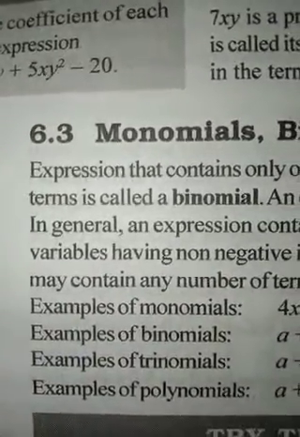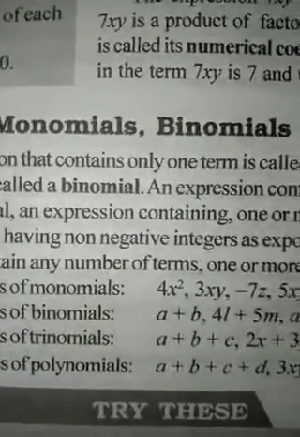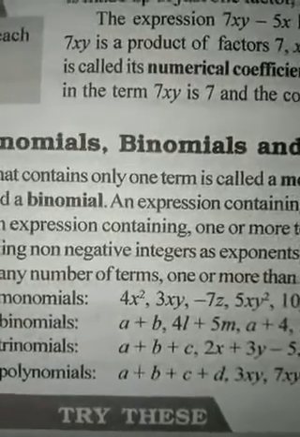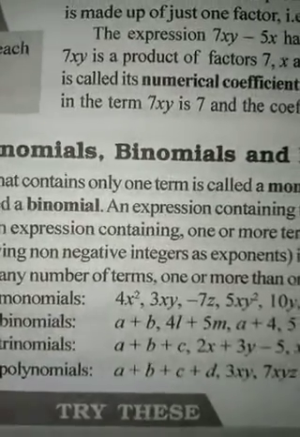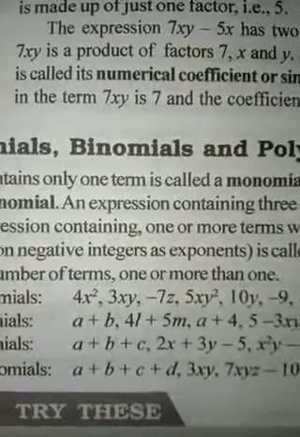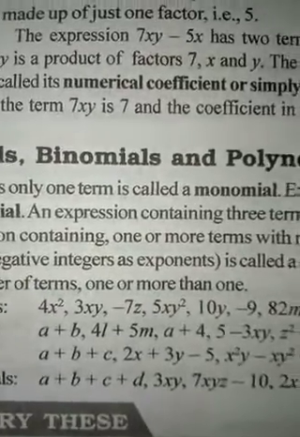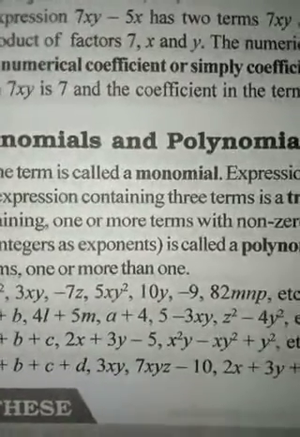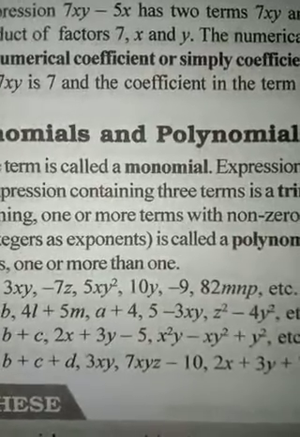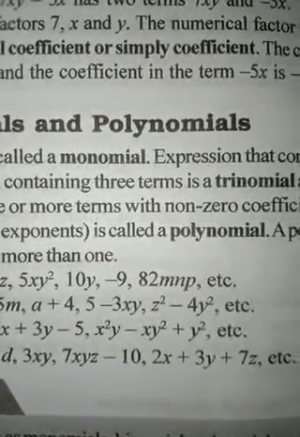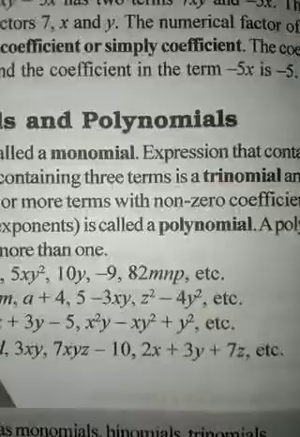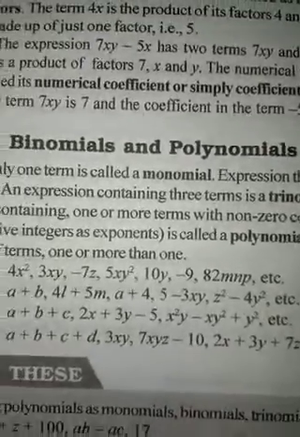And what do you mean by polynomials? Polynomials means having one or more terms. That is a plus b plus c plus d, it is called a polynomial. 3xy, 7xyz minus 10, then 2x plus 3y plus 7z, etc. These are called polynomials.